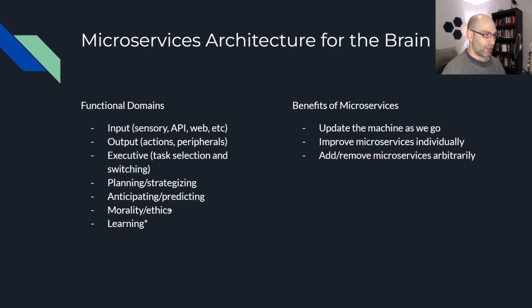And then there's morality and ethics. This is obviously a big thing for AGI, or artificial intelligence, especially if we assume that machines are going to become smarter than us one day, and we assume that we will lose control of them.